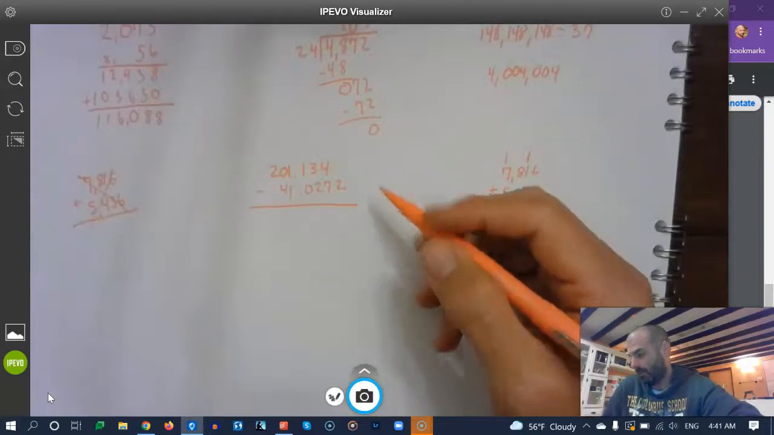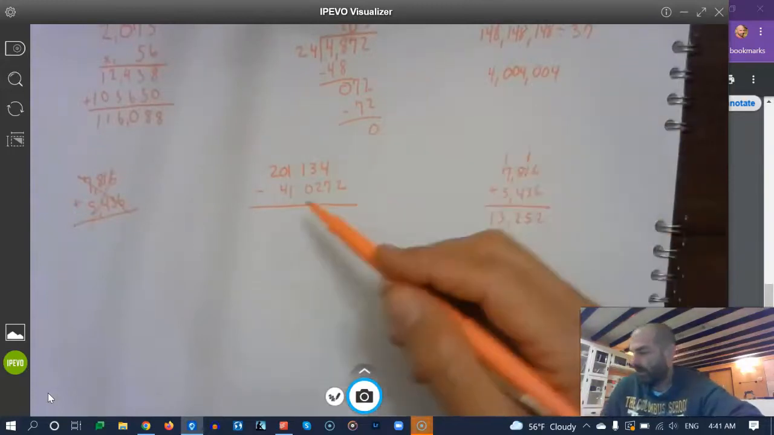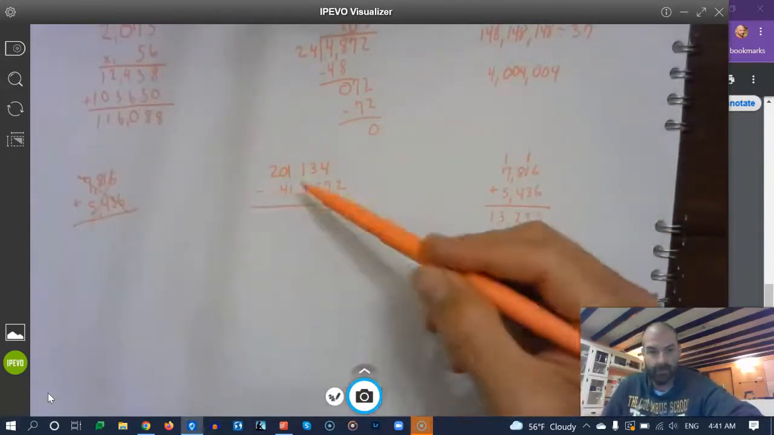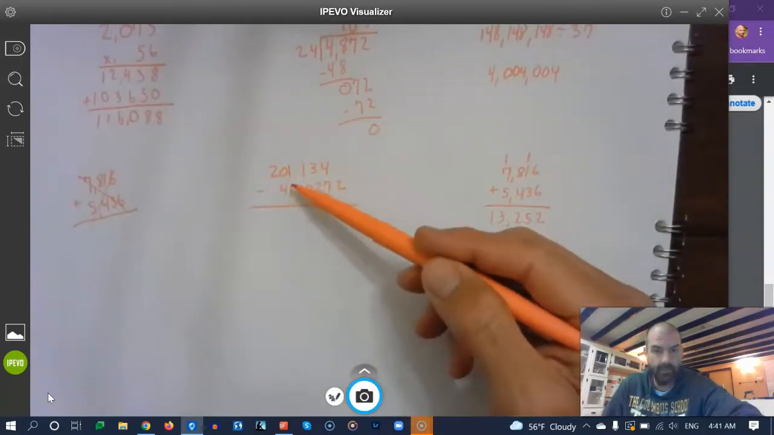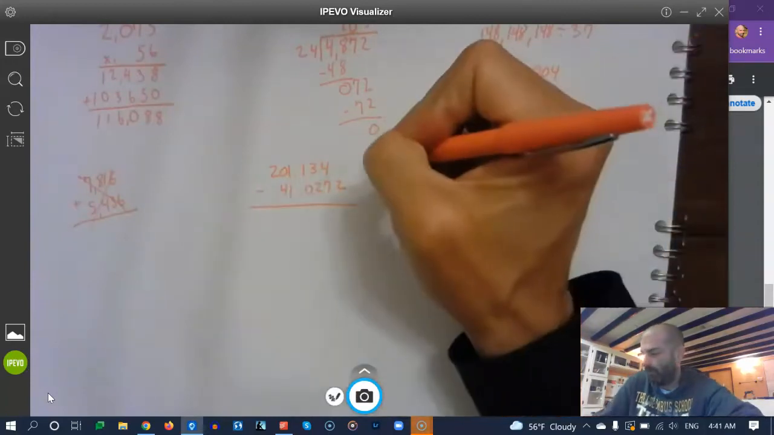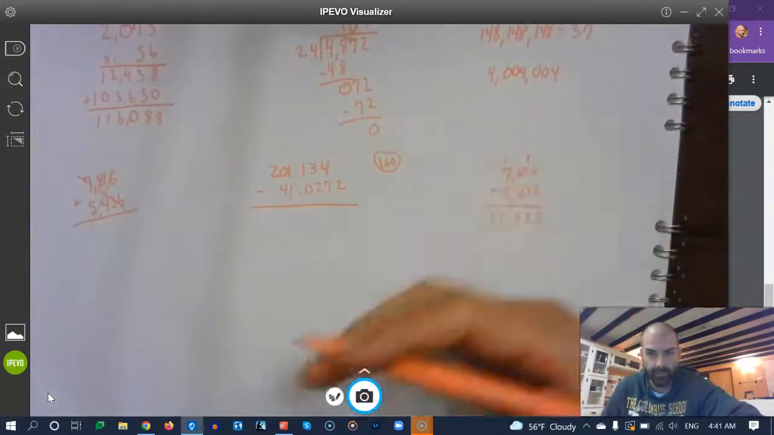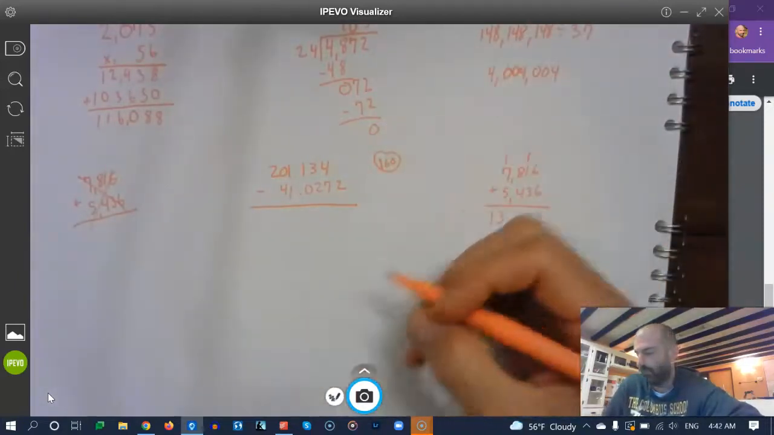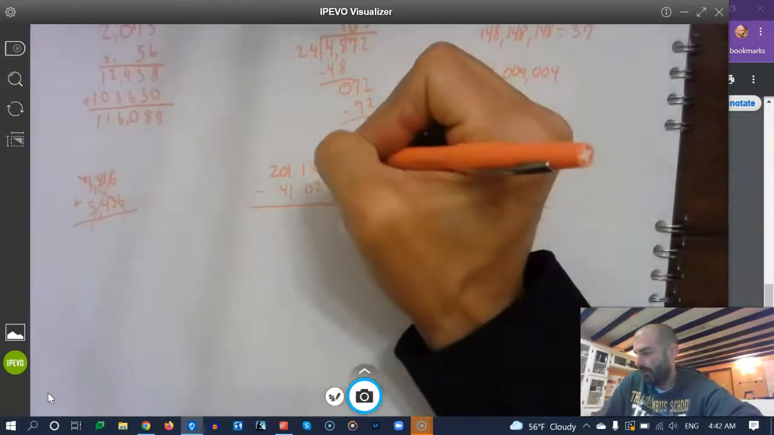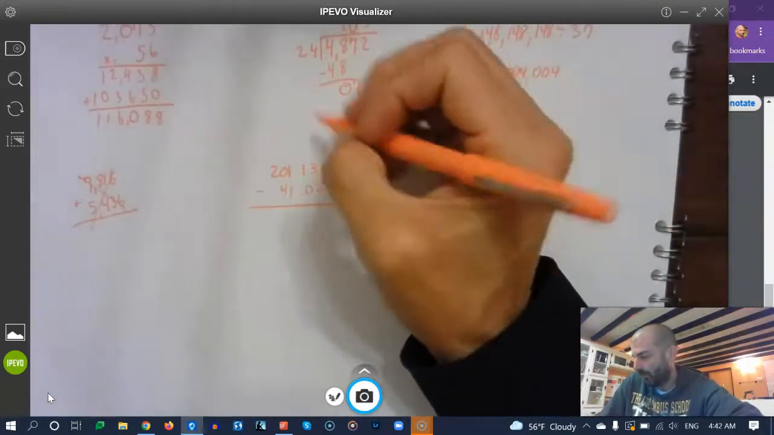All right, so we have 201 and 134 thousandths minus 41 and 272 10,000ths, I believe is how you read that. Well, when I'm dealing with something like this, this is basically 200 minus 40, so I'm just going to write my 160 here, because I should be around that. So that's going to tell me if I did something wrong with my decimals or something like that. Remember, there's always a 0 here, so I'm going to put that there.